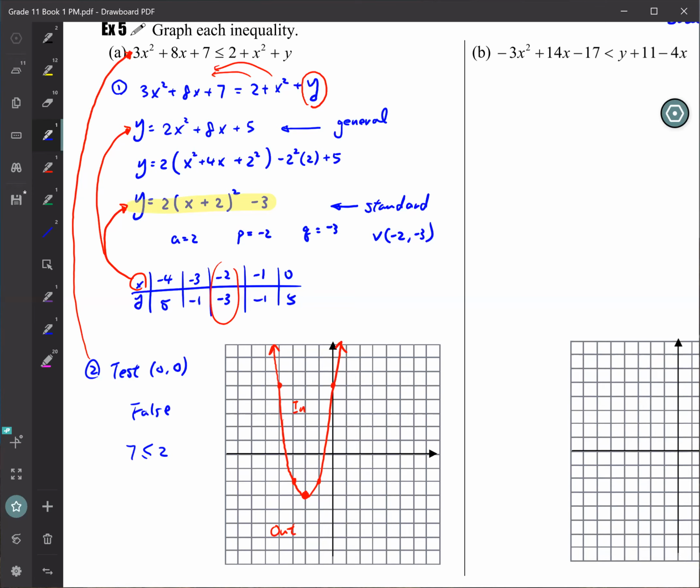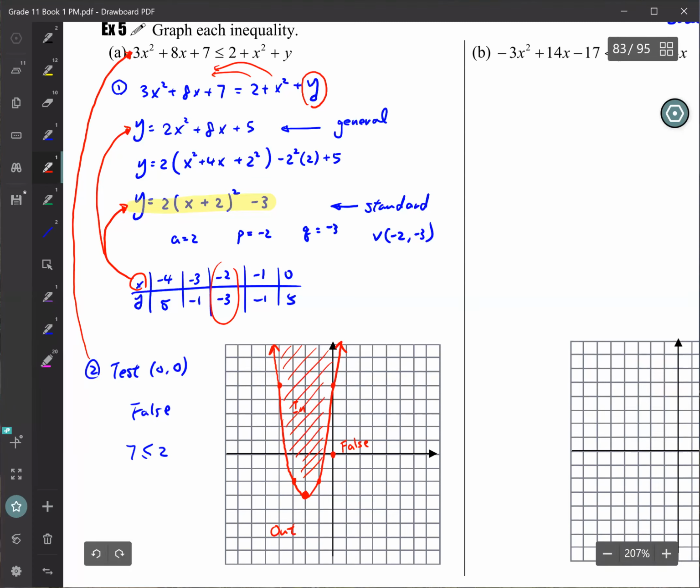Jiawen. Outside. Outside, okay, let's take a look, okay? 0, 0 is here, right? Is 0, 0 inside or outside? Outside. Outside, right? 0, 0 is outside, but then outside 0, 0 is false. You always shade the true side. So where's the true side? Inside. Inside, okay? The side that doesn't have the 0, 0.